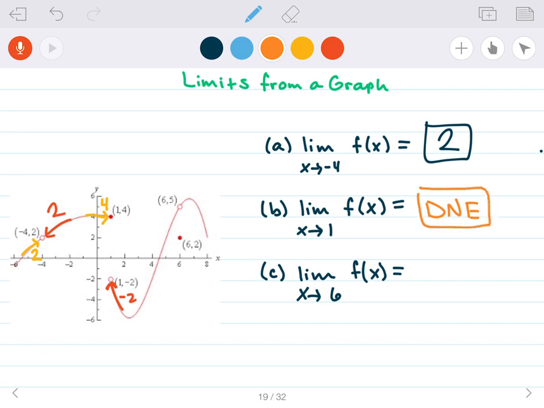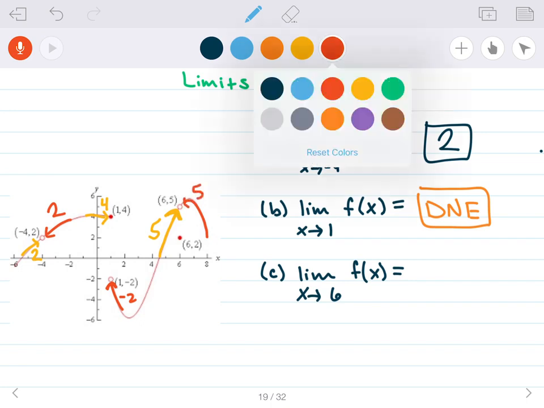Okay, last example, when x goes to 6, what happens? So let's see. When x goes to 6 from the left, it's converging on 5. And when x goes to 6 from the right, it's also converging on 5. And so the limit is going to be 5.